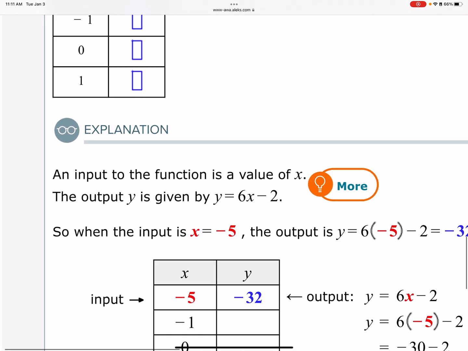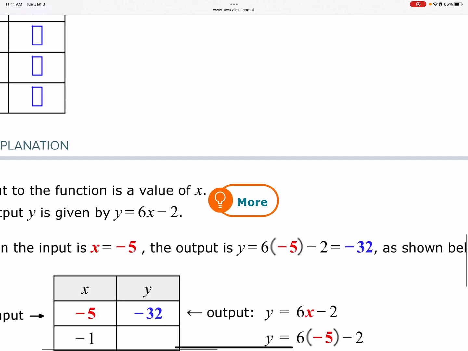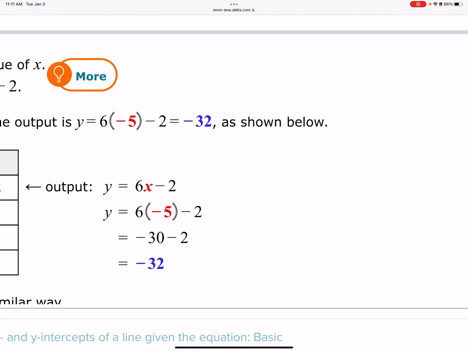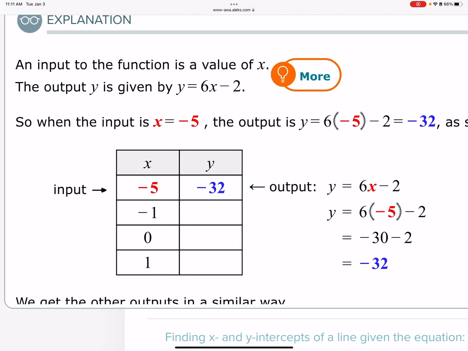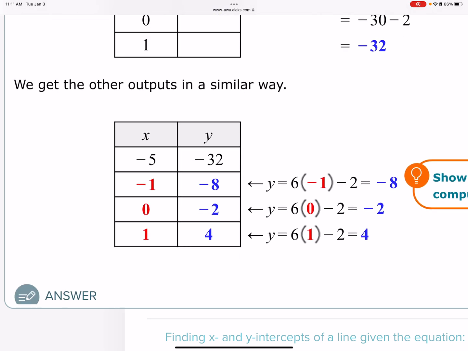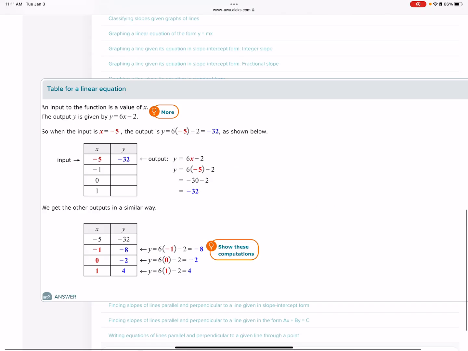I'm going to go ahead and show you how this goes. If you put negative 5 into your equation, you get y equals 6 times negative 5 minus 2, which is negative 32. You can solve that, and that's how we get our answer. Similarly, each value of x plugs into your equation and then you just solve. Make sure you multiply before you subtract, because multiplication comes before subtraction and addition in the order of operations.